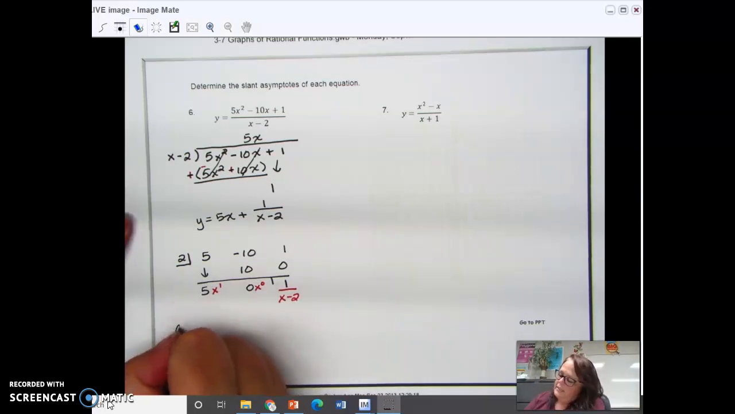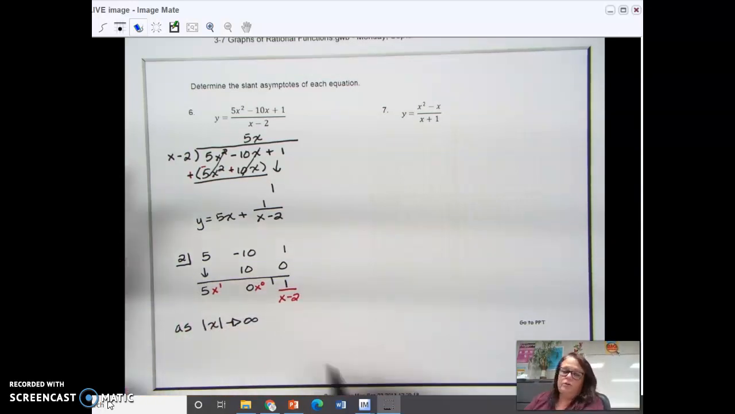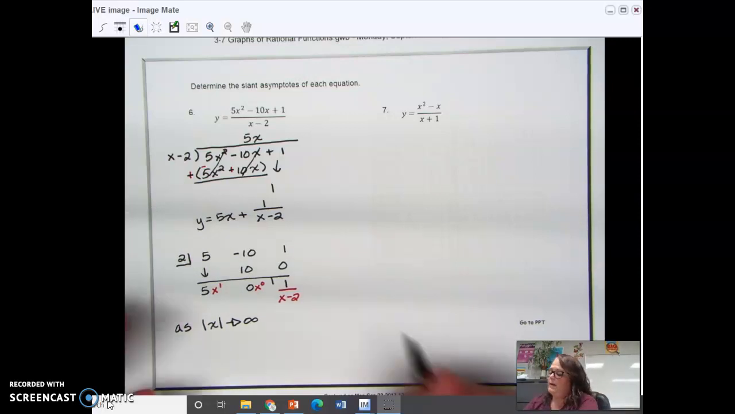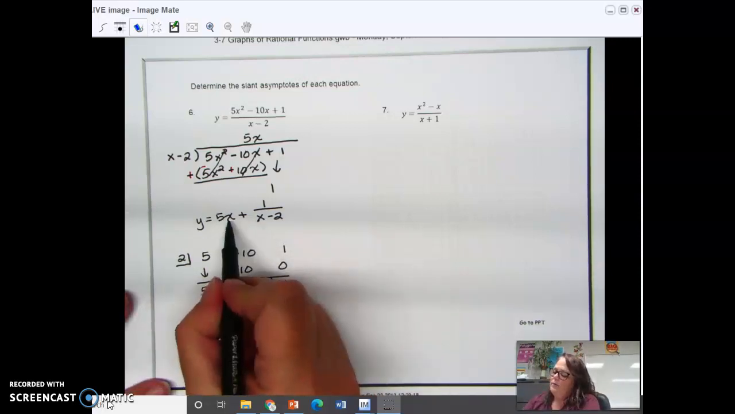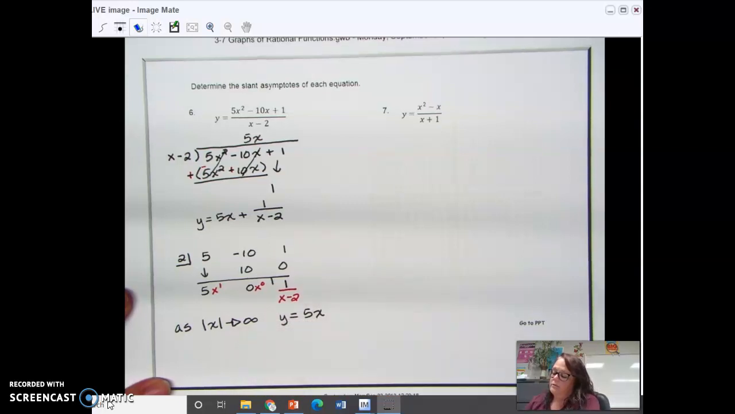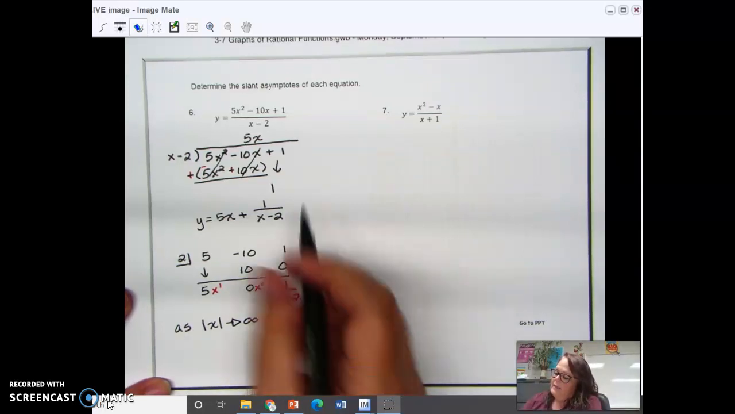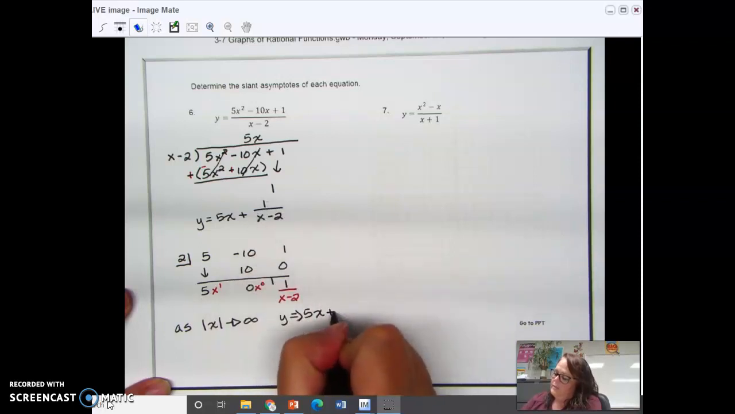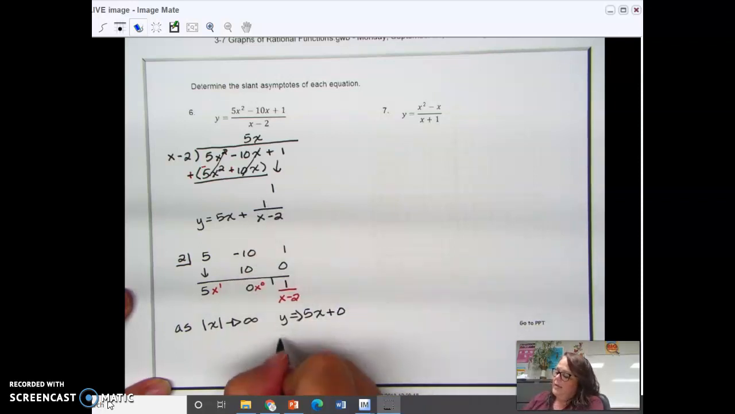So then the question is, what's happening as the absolute value of x goes to infinity? So whether you're going to the right or going to the left, it doesn't matter. So as the x is getting really, really large, the 5x is also getting really, really large. And then the fraction is going to 0. And so that means that my slant asymptote is going to be y is equal to 5x.